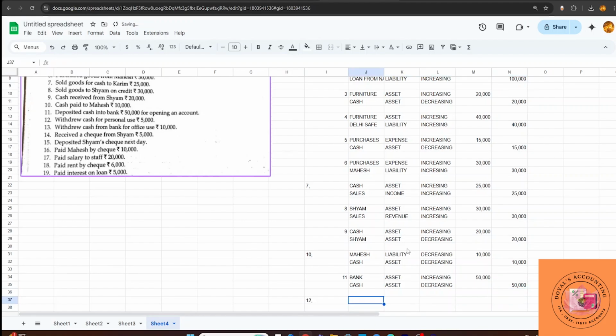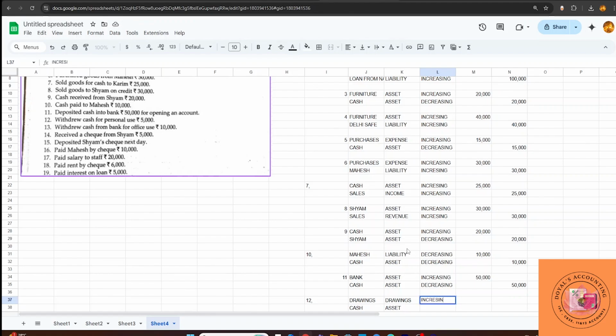Number 12. We have withdrawn cash for personal use for 5,000 rupees. Okay, so this is drawings. Drawings and cash. Now what is drawings? Drawings is an expense, in a way. It is drawings by nature. We can say drawings only. And this is an asset. Drawings will affect our capital, okay? But drawings will have opening debit balance.